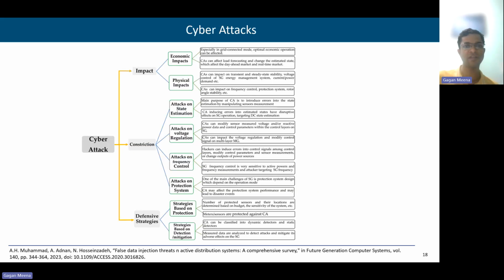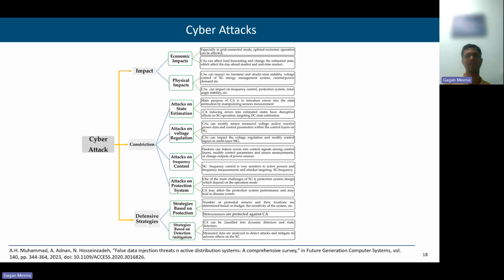So here we can see the different impacts of cyber attack. The first one is the impact: it will have an economical impact as well as a physical impact. A cyber attack can impact frequency control, protection system, rotor angle stability, all these things. And then the attacks: attack on state estimation, attack on voltage regulation, attack on frequency control, attack on protection system.